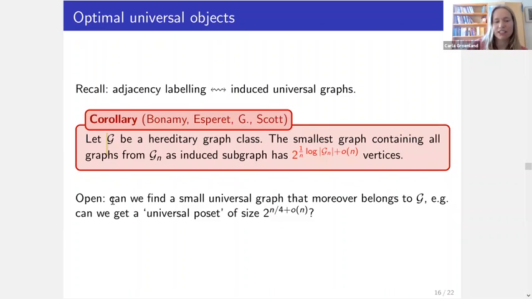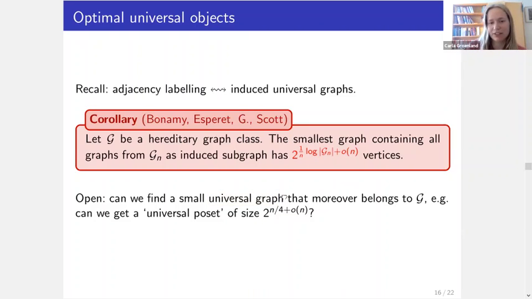One case that's in particular interesting are universal posets, because we get comparability labeling schemes on n over 4 bits. So we get a universal poset on 2 to the n squared over 4 elements, just by taking disjoint unions. And we get a universal graph for the set of comparability graphs of this size. But this doesn't have to be a comparability graph itself, because this adjacency labeling scheme doesn't really allow us to control that much about the universal graph itself.